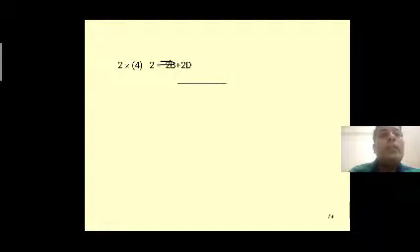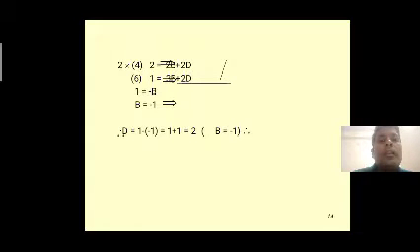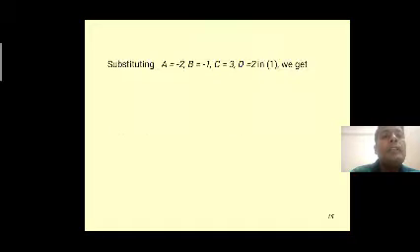Again, 2 into 4, we get 2 = 2B + 2D, and also equation 6, 1 = 3B + 2D. We do the subtraction, we get 1 = −B, and also B = −1. Therefore D = 1 − (−1) = 1 + 1 = 2.